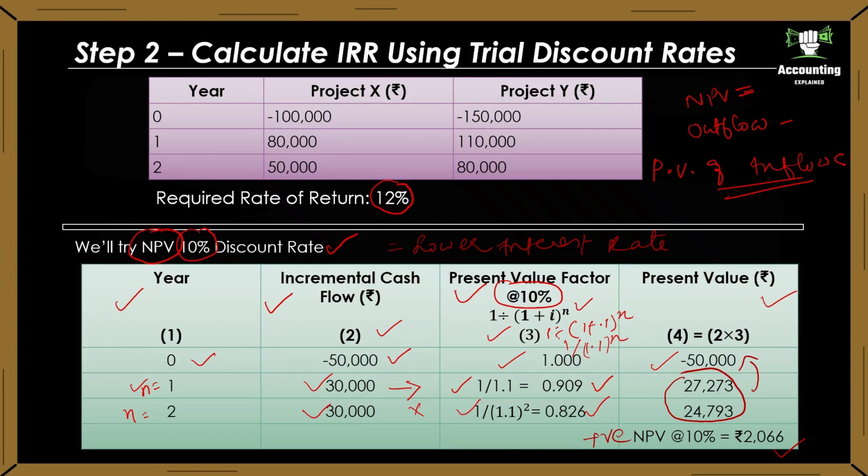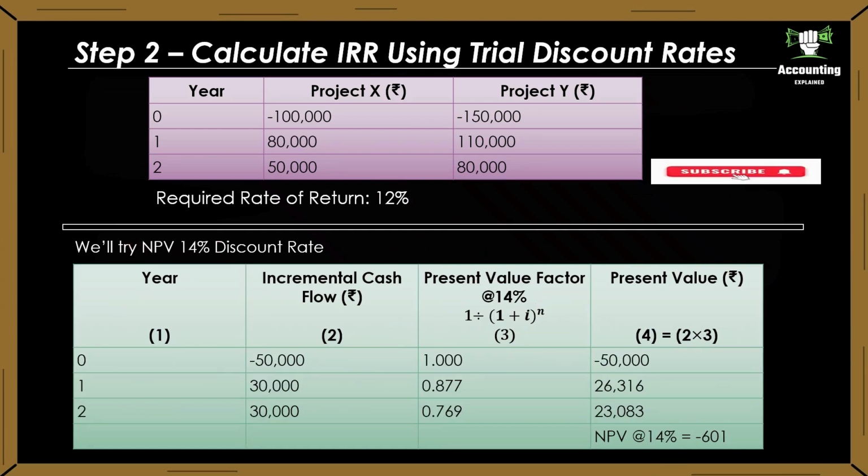What I am going to do is calculate NPV with 14% interest rate next. So the next trial rate, as I told you, is we are going to calculate NPV with 14% discount rate. Now we need a negative NPV. Let's see whether with this 14% we are getting the negative NPV. The columns are the same. Here it will become 1 divided by 1.14 to the power of 1.